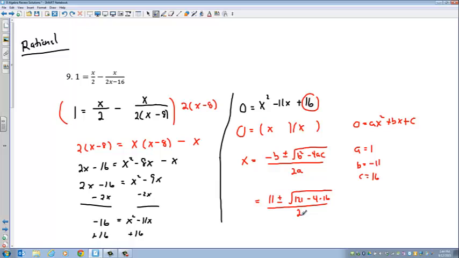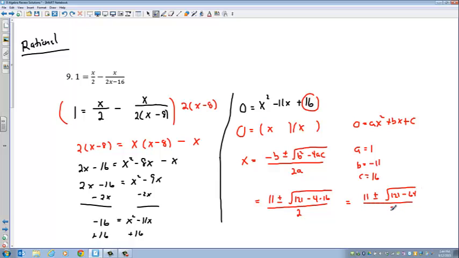So all divided by 2 times 1, which is 2. And so this is equal to, then, you have 11 plus or minus the square root, and then you want to take 121 minus 4 times 16, which will be, well, here, let's do it. So 121 minus, then 4 times 16, that's a 40 plus a 24. So what is that, 64?